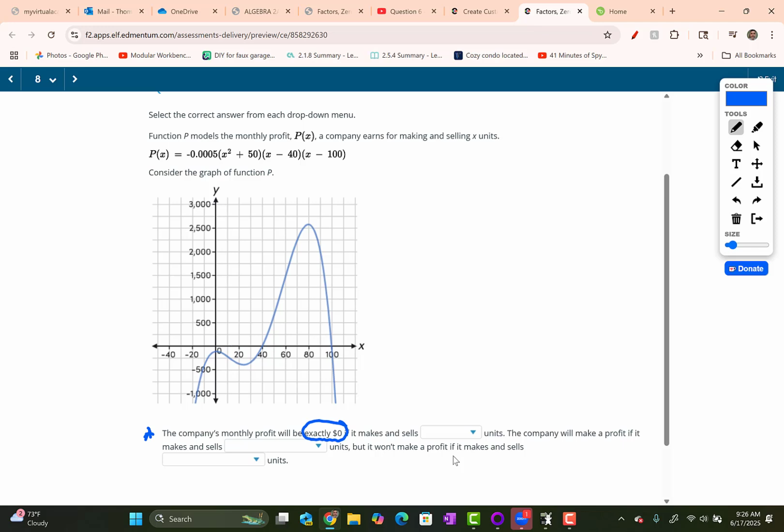The next option was 40 or 100. Well, at 40 or 100, we can see it's right on the x-axis, and that lines up with a profit of $0. And that's what we want. So if they sell 40 or 100 units, they make exactly $0. The other option is if they sell 0 units. So if they sell 0 units, again, notice the graph is a little bit below there. So that means they are making negative profit if they sell 0 units.